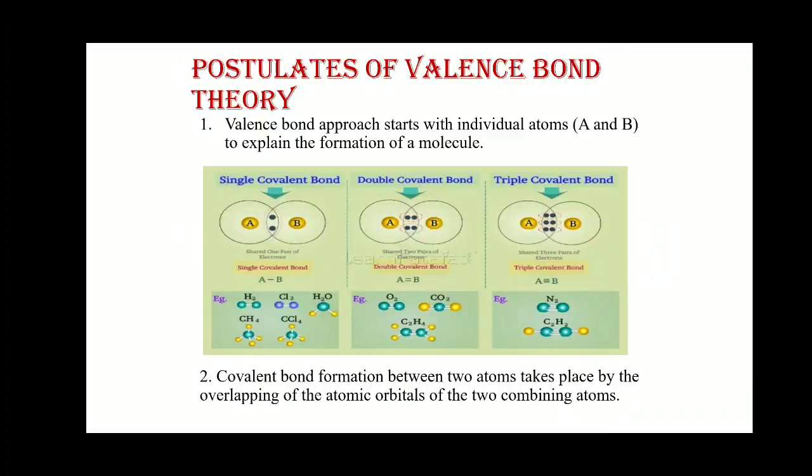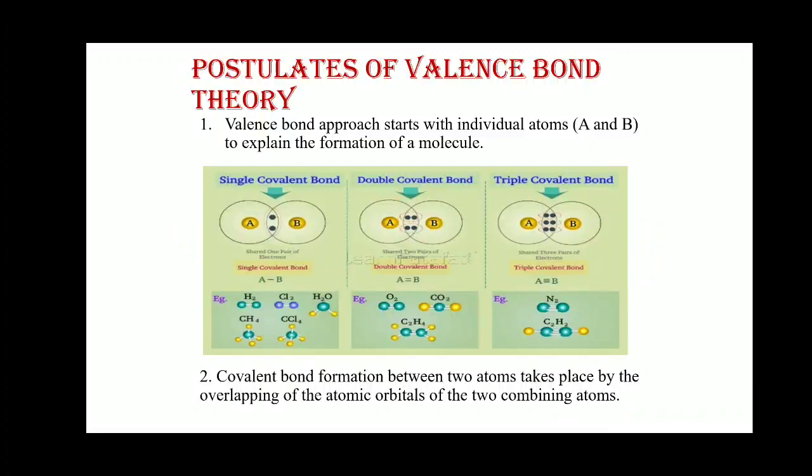A triple covalent bond is formed by the sharing of three pairs of electrons between the two atoms, that is A and B. For example, in N2 molecule, there is a triple bond present between two nitrogen atoms. It means they are sharing three electron pairs. In C2H2, again there is a triple bond, meaning there is a sharing of three electron pairs between two atoms.